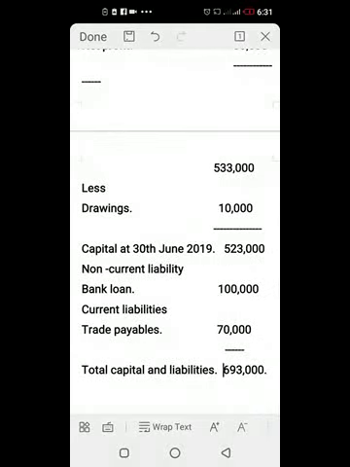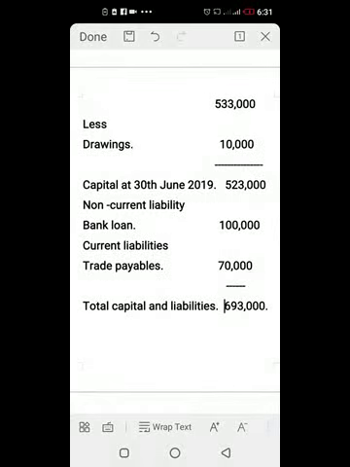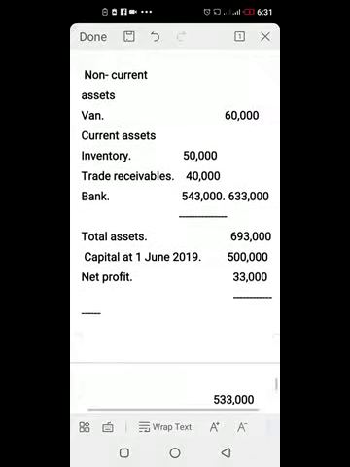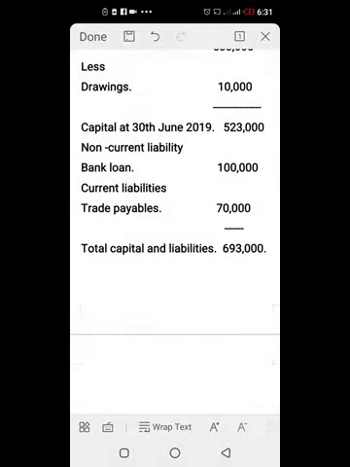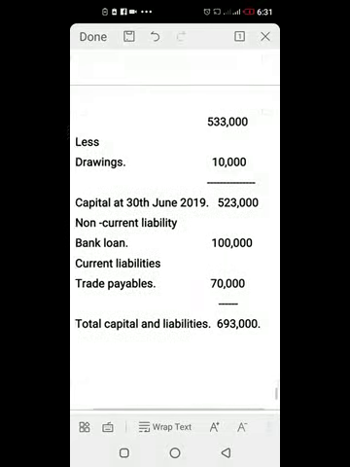Then we'll go to our non-current liability, bank loan 100,000. Then we'll go to our current liabilities, trade payable 70,000 naira. When we add them together, what we'll be having will be 693,000 naira. That is total capital and liabilities, which is also the same thing as total assets. So if you solve yours and it's not correct, then you are not correct.